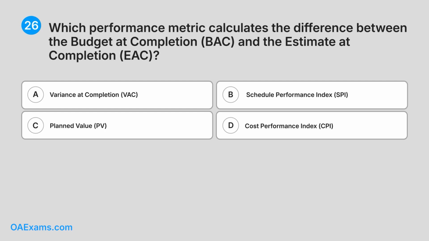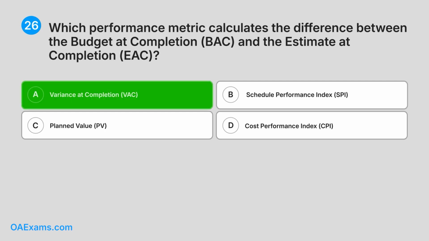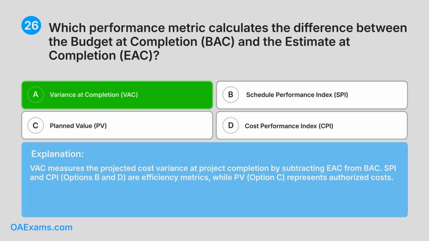Correct answer: A. Variance at completion, VAC. Explanation: VAC measures the projected cost variance at project completion by subtracting EAC from BAC. SPI and CPI, options B and D, are efficiency metrics, while PV, option C, represents authorized costs.